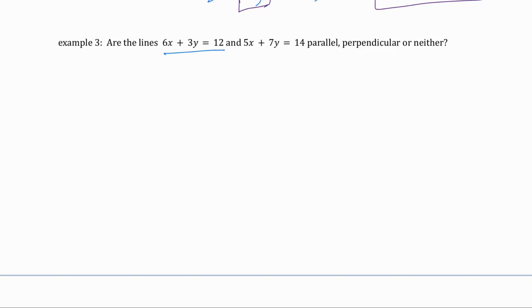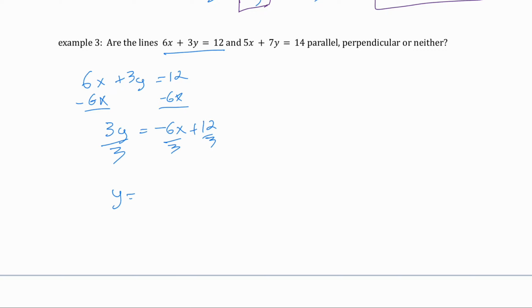We're going to take these lines, and we want to get them into that y equals mx plus b form. So 6x plus 3y is equal to 12. As we're working towards this, we're going to get it into that y equals form. So we end up with 3y equals negative 6x plus 12. We divide both sides by 3 here. And we get y equals negative 2x plus 4. So our slope here, we're going to pinpoint the slope. Our slope is -2, and we're going to have to compare it to the slope on the other line.